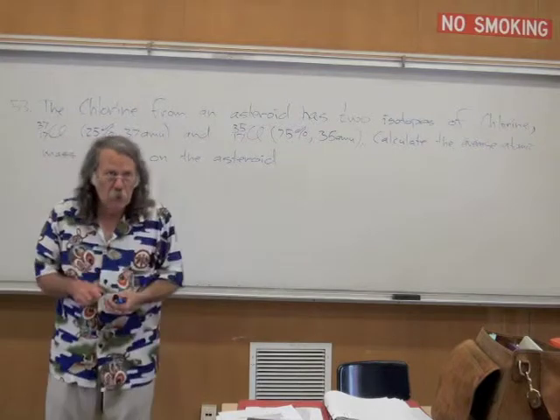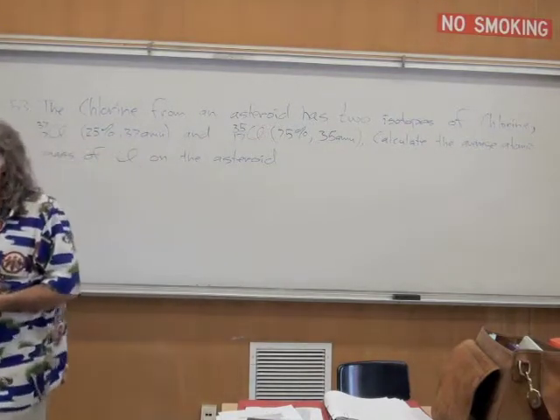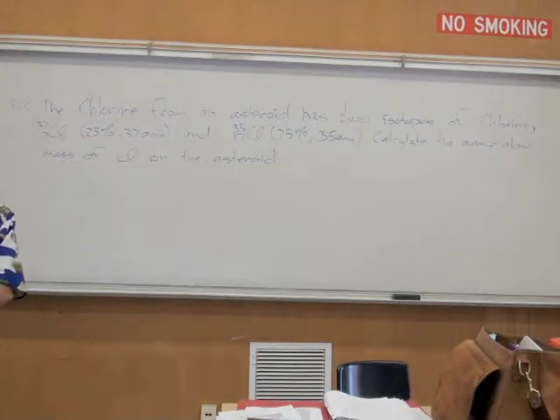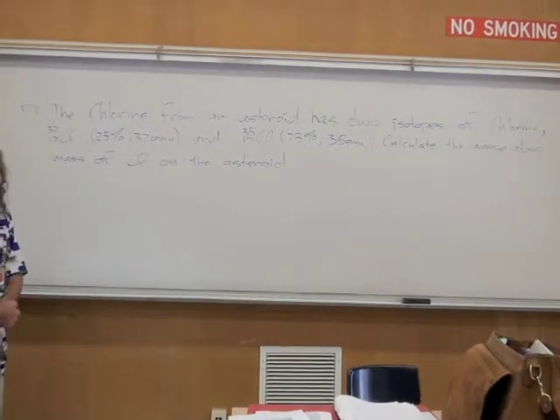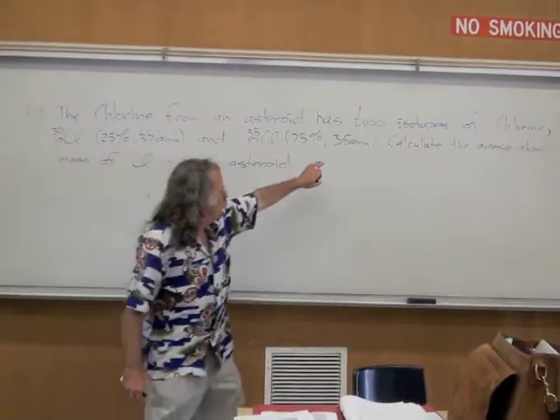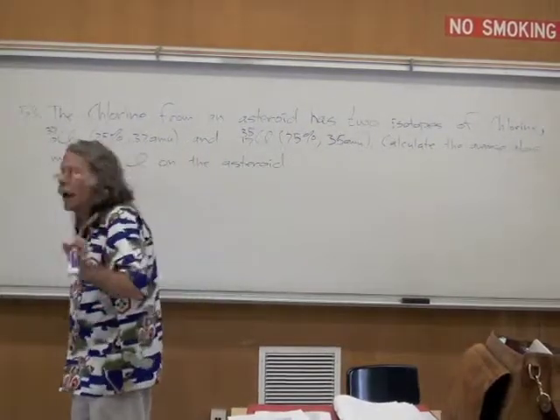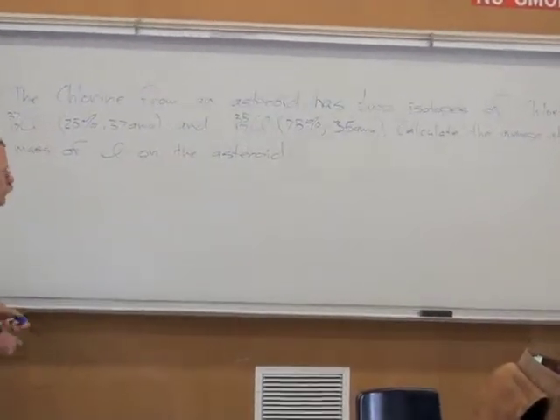So it's pretty straight up. What do I do? Multiply the percent in decimal form by the atomic mass. The isotopic mass. Okay, by the relevant isotopic mass.